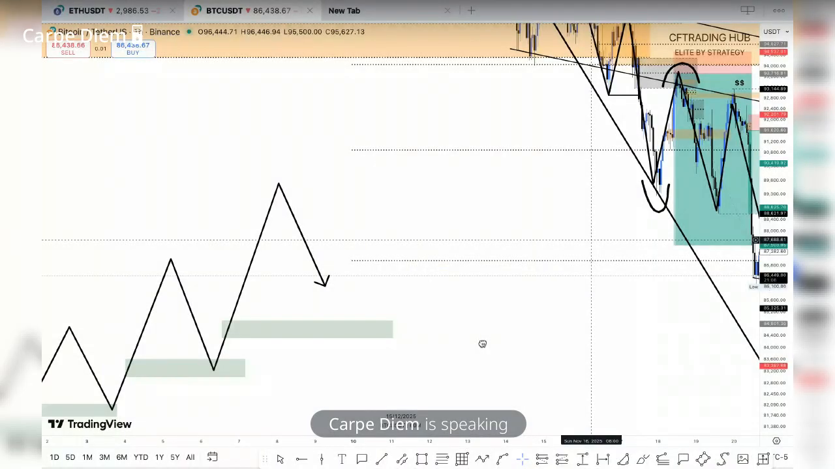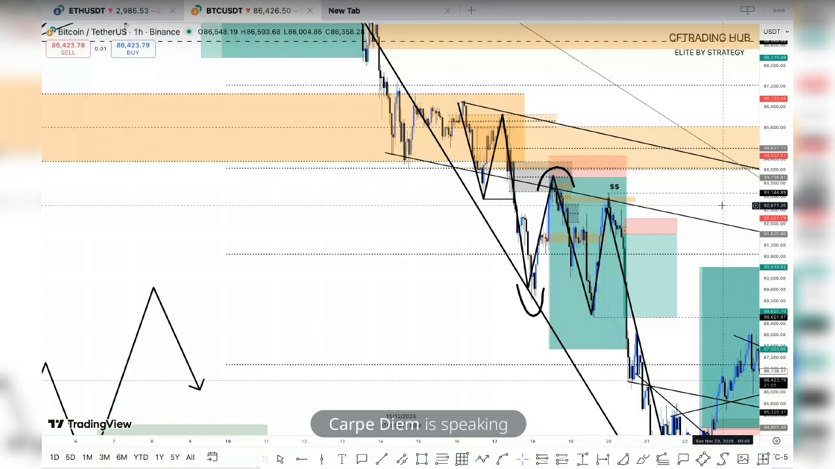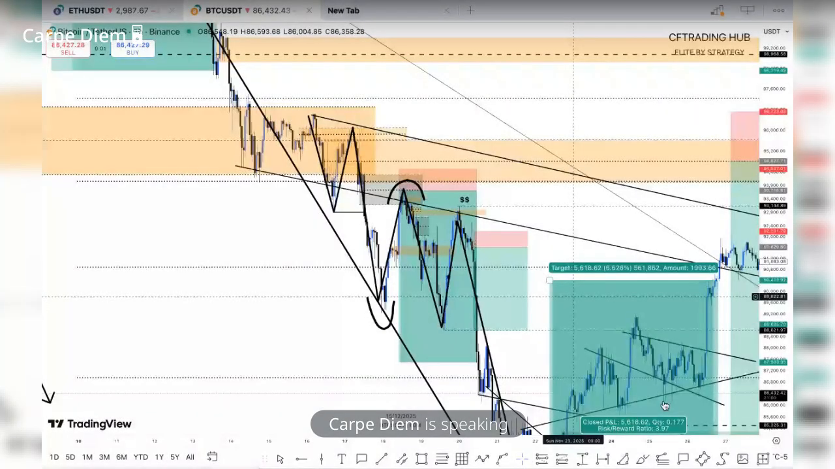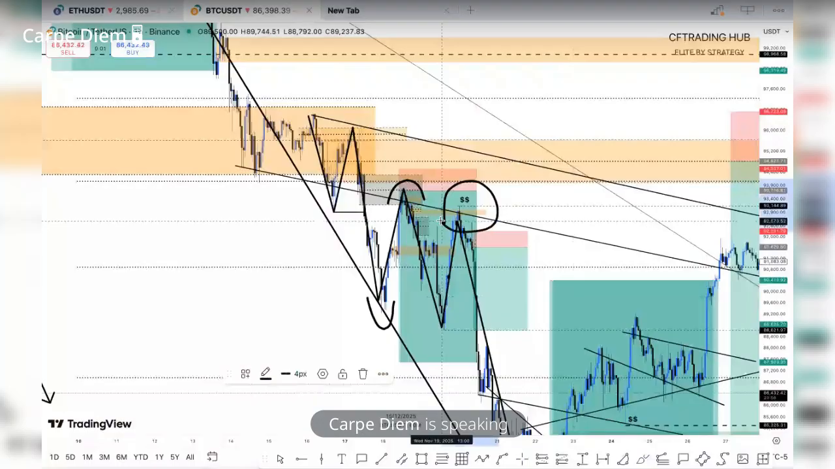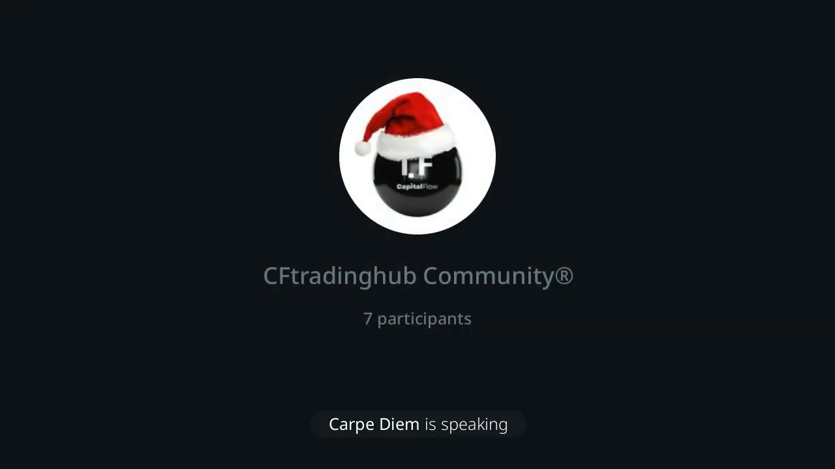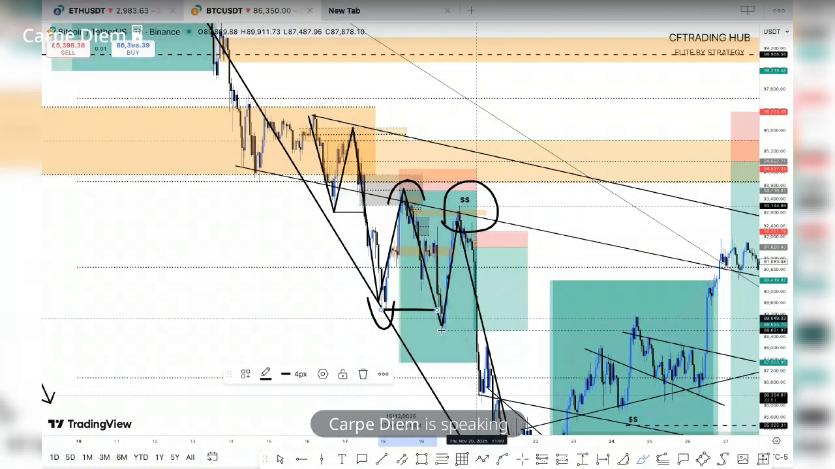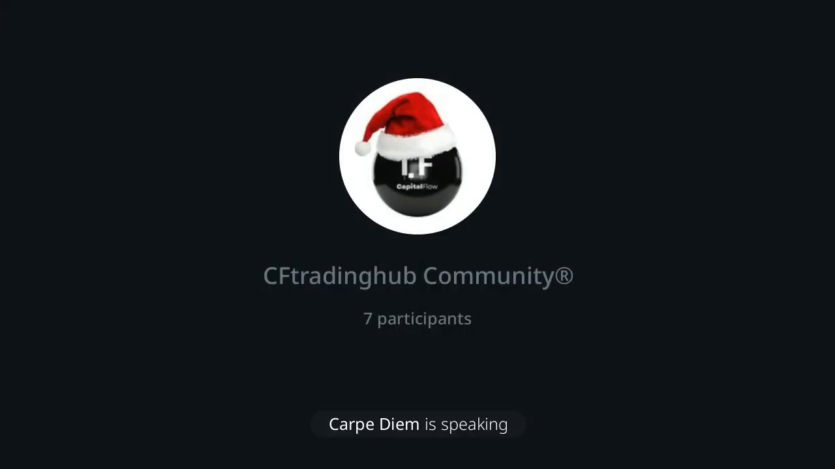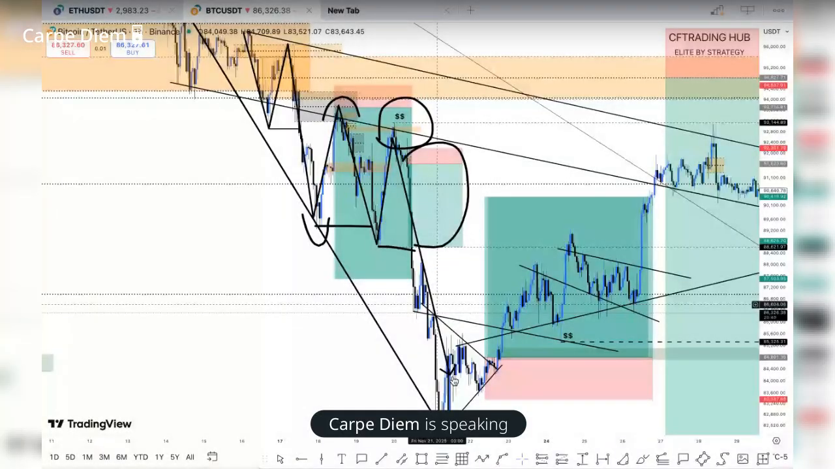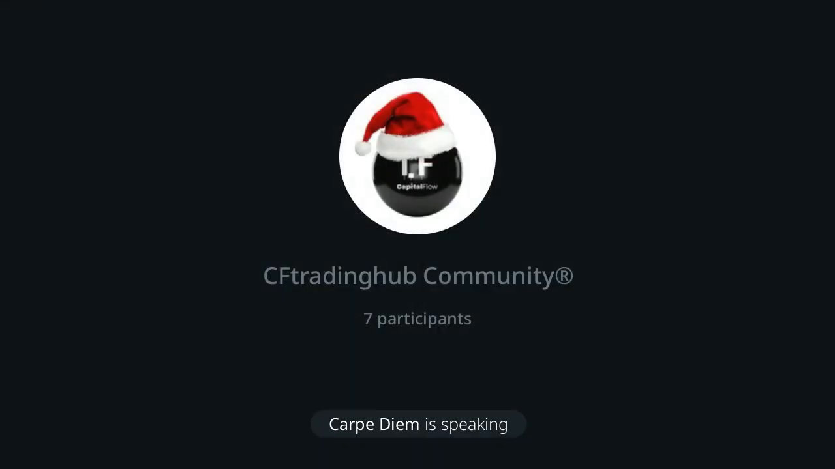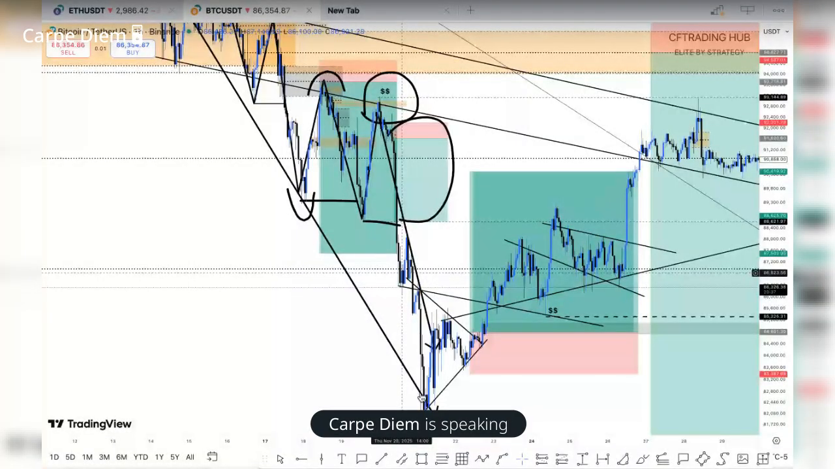So now this supply block has been mitigated over here. Let me zoom so you can see better. The supply block over here, after the break of structure at this particular low, got mitigated, then another break of structure. You can see I took a position over here. That was very fast, actually. After that, price kept on going in a downtrend. This is another break of structure over here, a very tiny break of structure.